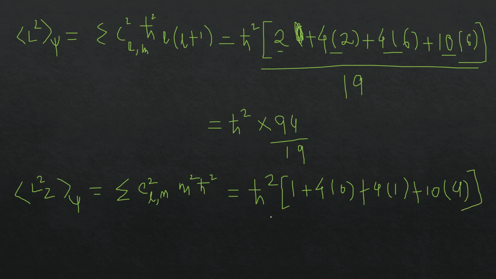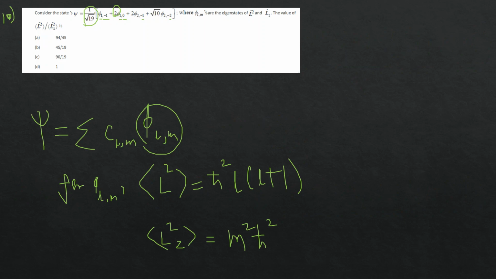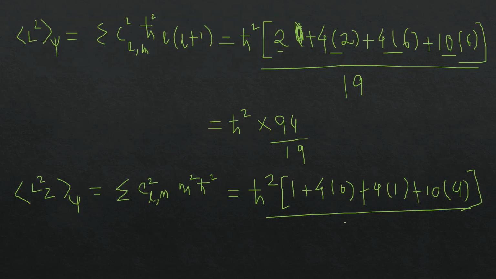Whole divided by how much? 1 by root 19 was there, so its square will be 19. So this becomes h cut square: 1 plus 4 is 5, 5 plus 40 is 45. So 45 divided by 19, h cut square will be there.